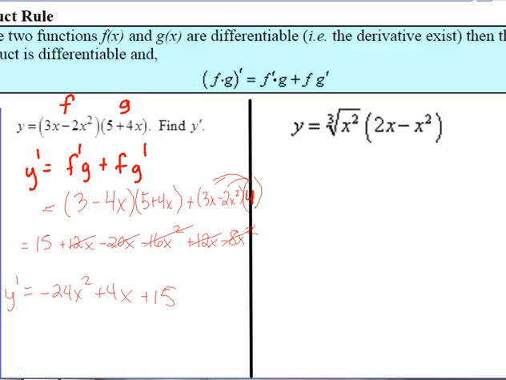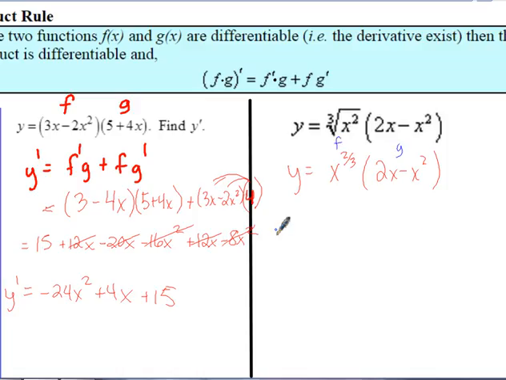For instance, here's our next one. y equals the cubed root of x squared, parentheses, 2x minus x squared. Is there something wrong with it right now? The radical. Before I even get started, I want to change that. So what is this really going to be? x to the 2/3. Everybody good with that? And then I still have my 2x minus x squared. And then, again, just establish which one's f and which one's g.